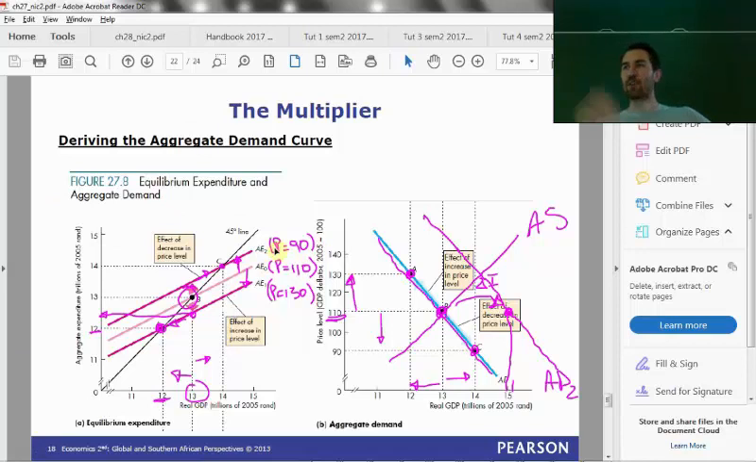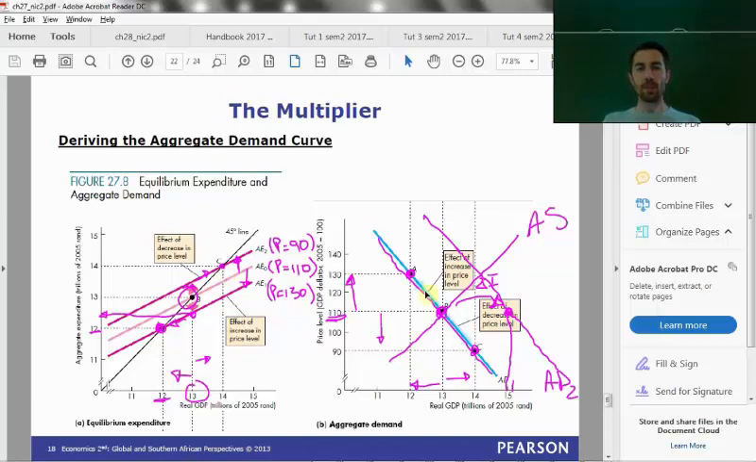Anyway, when the price level decreases, the value of your wealth goes up. When the value of your wealth goes up, it's Christmas come early, you spend. When you spend, what happens to your aggregate expenditure? It increases. Your aggregate expenditure curve shifts upwards, and your equilibrium level of output increases. So when the price level goes down, spending goes up.